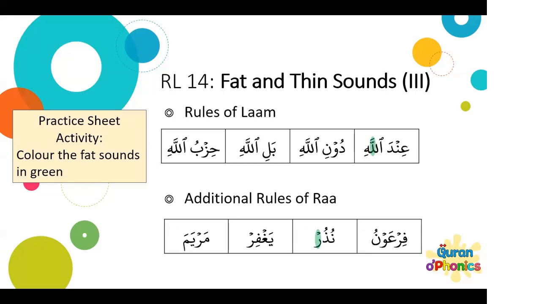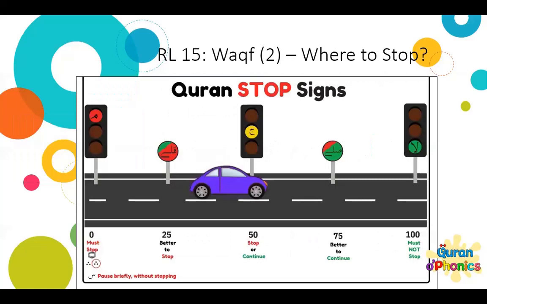Then there's the rules of Ra, which have some more exceptions. We've already introduced the rules of Ra. When is it fat? When is it thin? And here there's some more extensions. Then reading level 15 is where to stop.